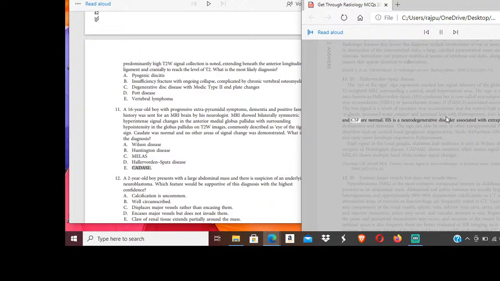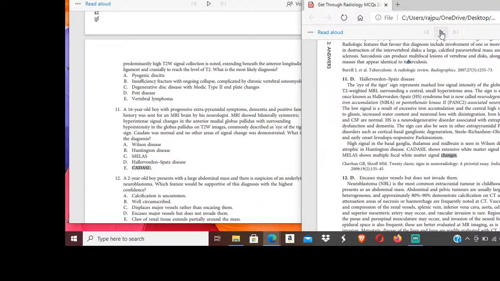Iron levels in blood and CSF are normal. HS is a neurodegenerative disorder associated with extrapyramidal dysfunction and dementia. The sign can also be seen in other extrapyramidal Parkinsonian disorders, such as cortical basal ganglionic degeneration, Steele-Richardson-Olszewski syndrome, and early-onset levodopa-responsive Parkinsonism. High signal in the basal ganglia, thalamus, and midbrain is seen in Wilson disease. Caudate is atrophic in Huntington disease. CADASIL shows extensive white matter signal change and MS shows multiple focal white matter signal changes.